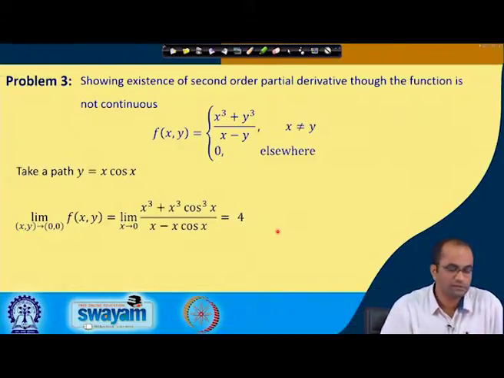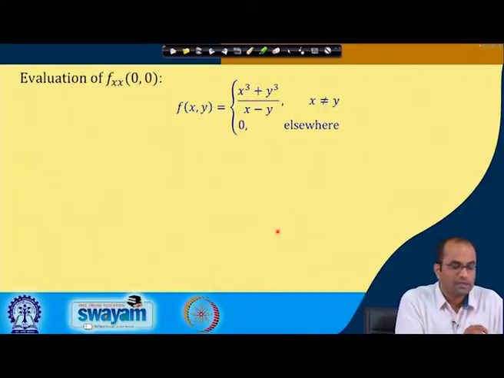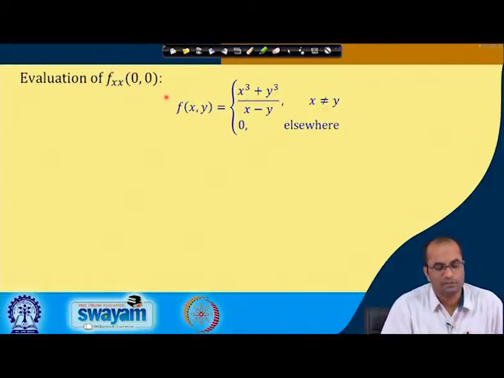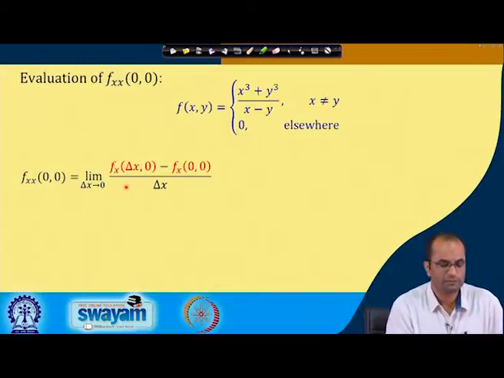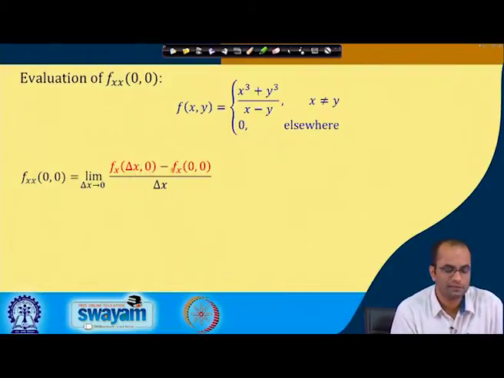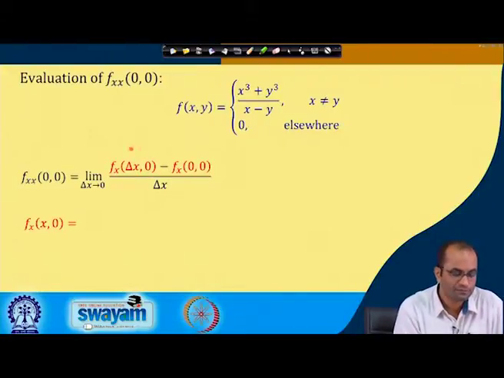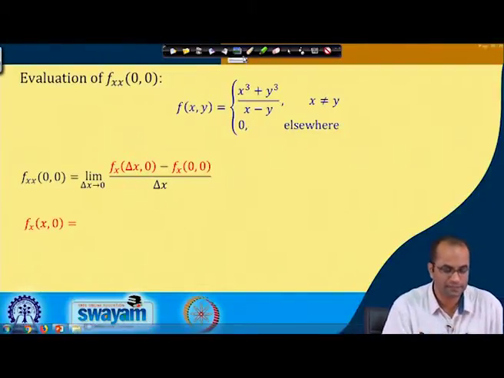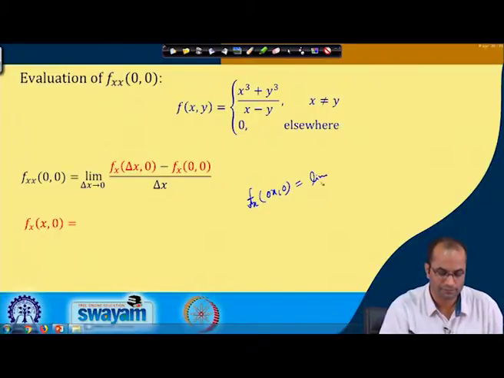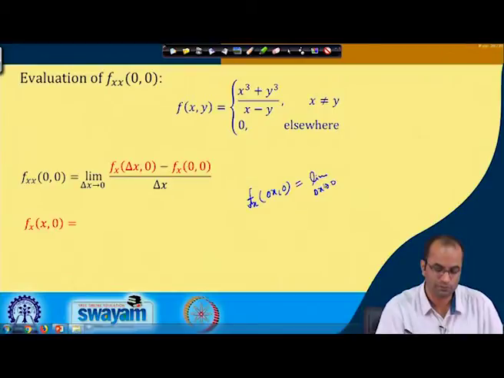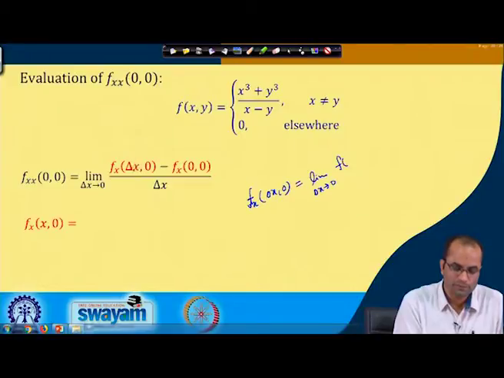So, in this case the function is not continuous, but what we can do, we can evaluate f_xx at (0, 0). How? So, f_x at (0, 0), as per the definition, is the limit of f_x(Δx, 0) minus f_x(0, 0) over Δx, the usual definition we have used several times, and then again we have to see what is this function here, f_x(Δx, 0). So, better to use, because Δx is already there.